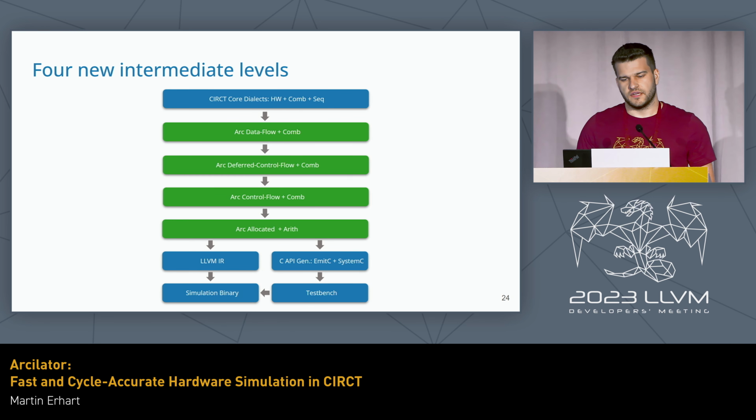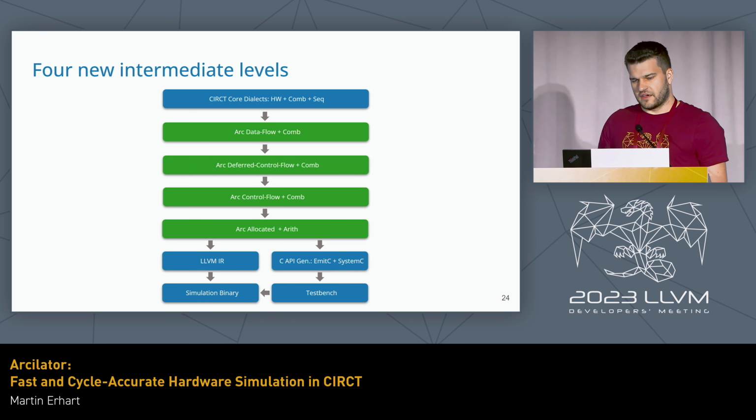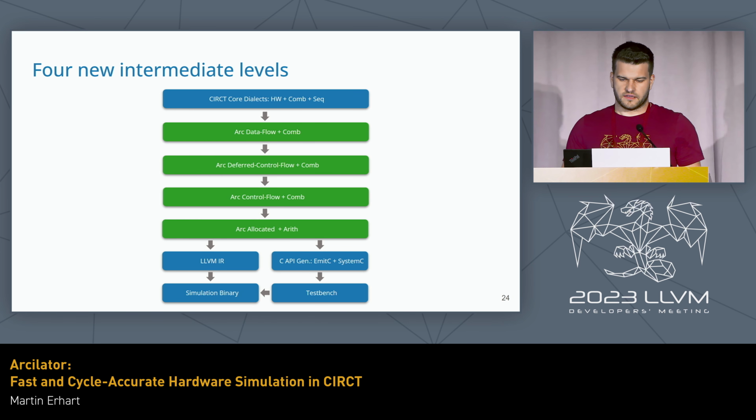Those stages are marked in green here. So from top to bottom, we have a data flow representation representing the design in so-called register transfer arcs, making the execution schedule explicit. Then we have a deferred control flow, which already has allocation, load, store operations, but they have special semantics in that the loads always load the state from the previous cycle, and the stores form the new simulation state for the next cycle.